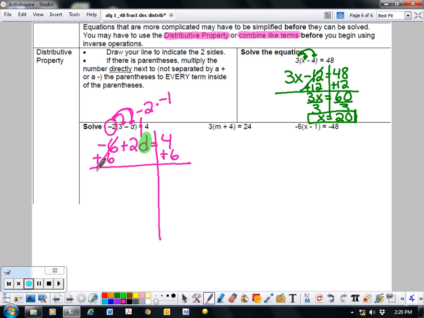So this becomes 0. So now I have a positive 2d. Now again, leaving that one that's right next to it because that's indicating the multiplication if it's right next to it. So 4 plus 6 gives me 10. Now because this is a multiplication, 2 times d, I divide. So I divide by 2 on both sides. That cancels. And d is 10 divided by 2, which is really just 5.